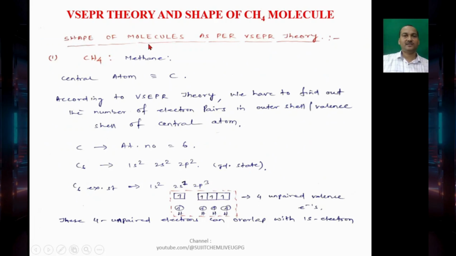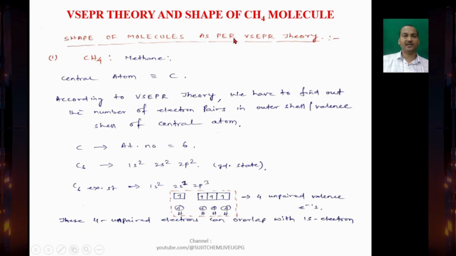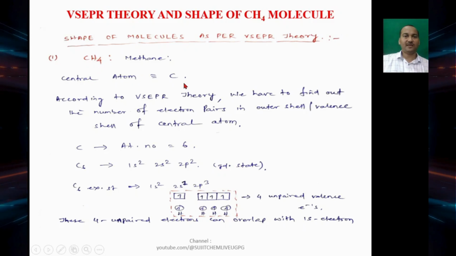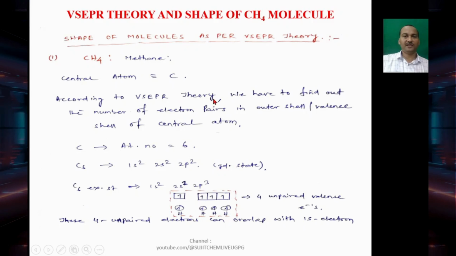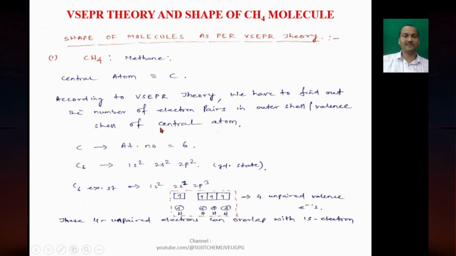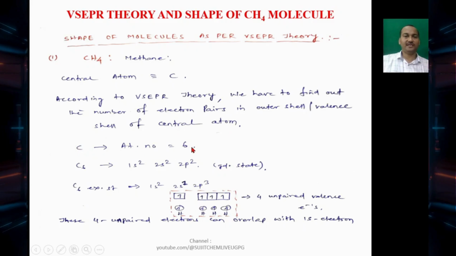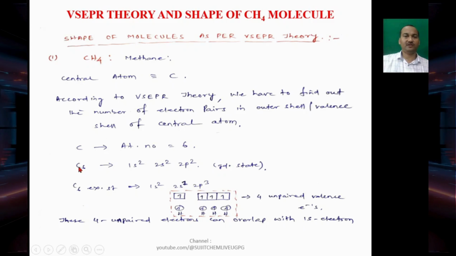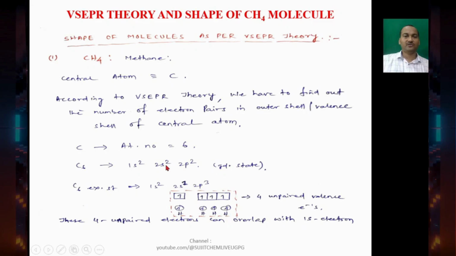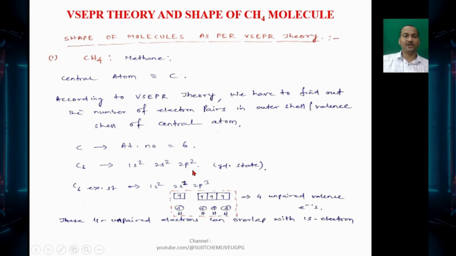So let's discuss the shape of methane molecule based upon VSEPR theory. So here in methane the central atom is carbon. According to VSEPR theory we have to find out the number of electron pairs in the outer shell or valence shell of the central atom. So carbon, atomic number 6, electronic configuration of carbon is 1s2 2s2 2p2. So this is the valence shell electronic configuration, 2s2 2p2.